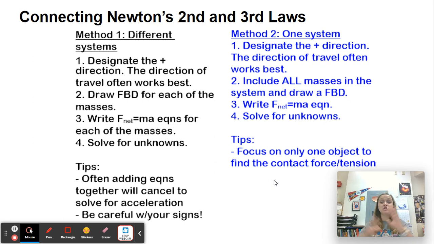Method two is we're going to treat the two objects as one object. We're going to draw a force diagram for if the objects were one object, write an F equals ma equation, and solve for unknowns. There is a time and place for both methods. So I'm going to show you when the time and place is by doing it this way.